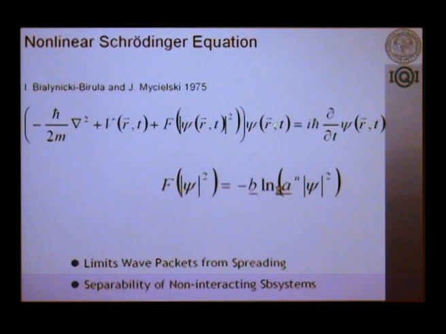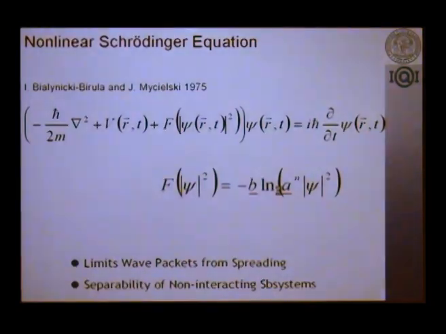And what he said is if we add a term to the Schrödinger equation which is a function of psi squared, and more precisely, if that term depends on the logarithm of psi squared, then we can achieve two things. We can achieve, firstly, that wave packets do not spread beyond any limit, but this is kind of a self-potential. So this would make quantum mechanics a little bit more palatable, maybe.